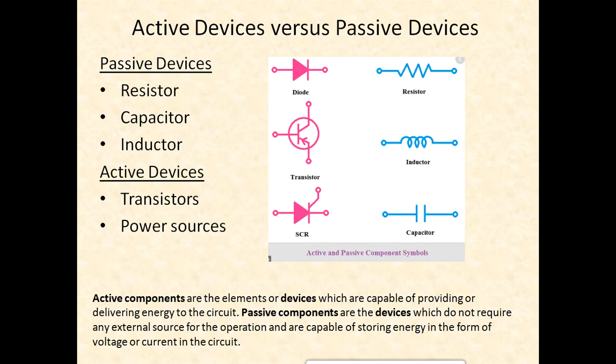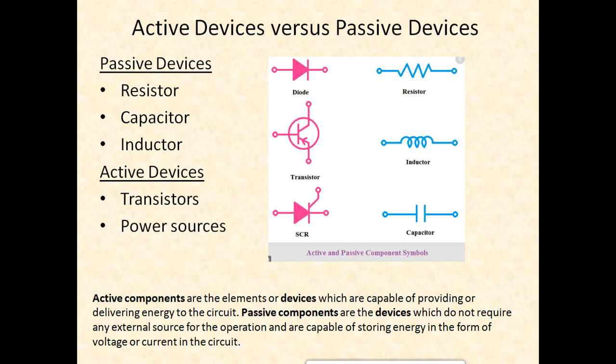Whenever we say electronics, it all starts with active devices and the passive devices. Well, the term electronics itself says it's a branch of science. It's actually an applied branch of science which deals with the study of the flow of electrons.